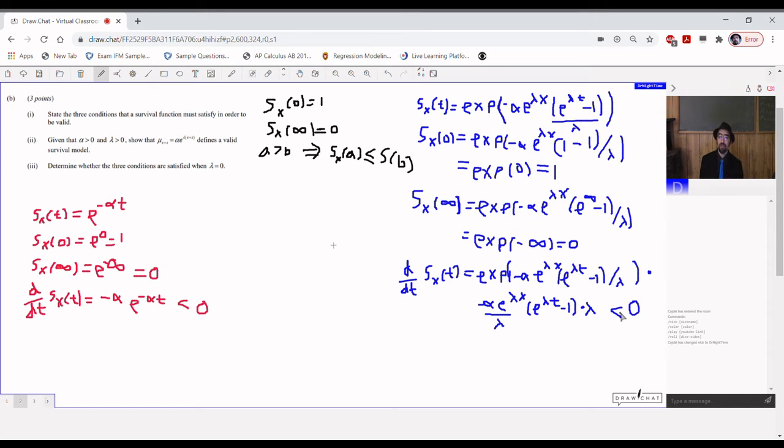Part 3, we just want to do the same thing for the simpler case where lambda equals 0. So now we have an even simpler function. I've got it here in the red. Survival is e to the negative alpha t. Survival of 0 is e to the 0, which is 1. Survival at infinity is e to the negative infinity, which is 0. Again, we're assuming alpha is positive still, so it does work out that way. And finally, derivative with respect to t is just going to be negative alpha e to the negative alpha t, which is negative. So the no zombies condition is satisfied.